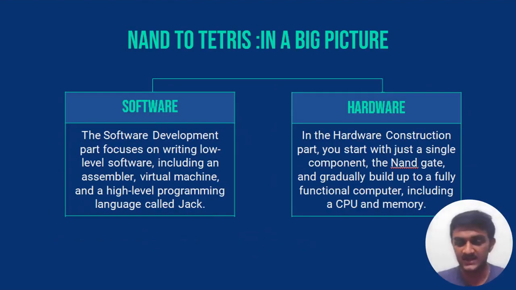So this slide explains NAND2TETRIS as two entities, hardware and software. The software development part focuses on writing low-level software including an assembler, a virtual machine, and a high-level programming language called Jack. In the hardware construction part, you start with just a single component, the NAND gate, the universal gate, and gradually build up a CPU and memory, making development in computer architecture. Moving on.